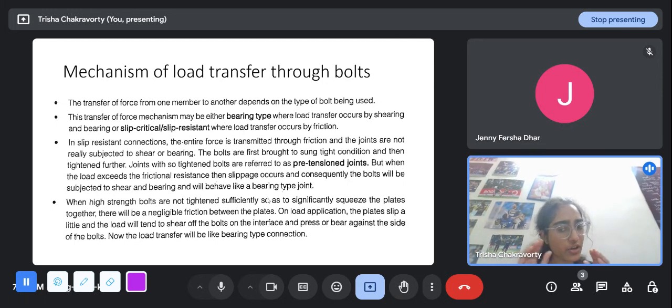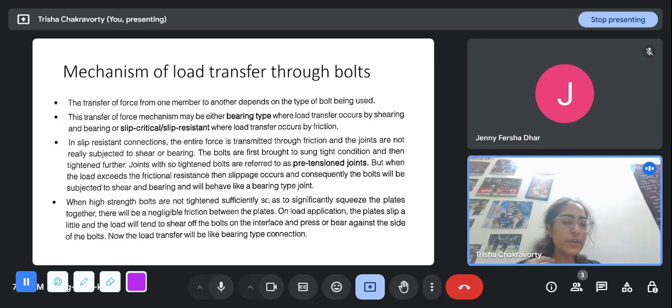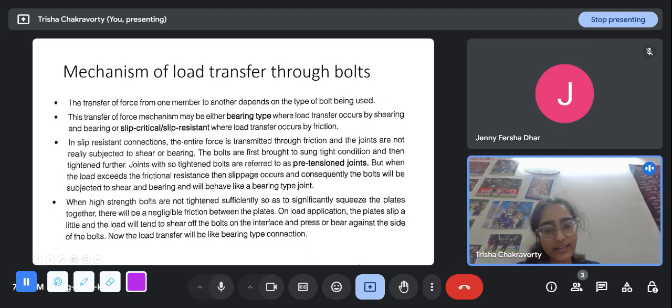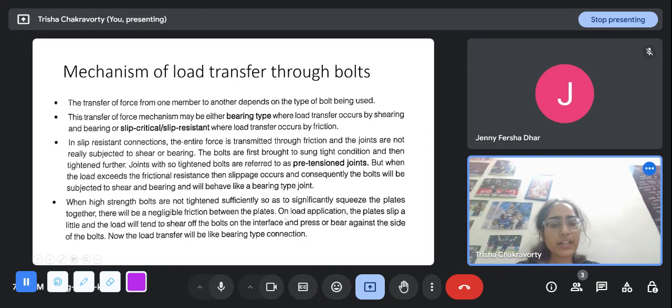So far, the bolts were not being subjected to shearing or bearing. The entire load was being transferred through the plates. But once the friction of the plates is overcome, the bolts will become the critical elements, and they will be subject to shearing and bearing, and then they will behave like an ordinary bearing type joint. When the high strength bolts are not tightened sufficiently so as to significantly squeeze the plates together, there will be negligible friction between the plates. On load application, the plates slip a little, and the loads will tend to shear off the bolts on the interface or press or bear against the side of the bolts. Now the load transfer will be like the bearing type condition.